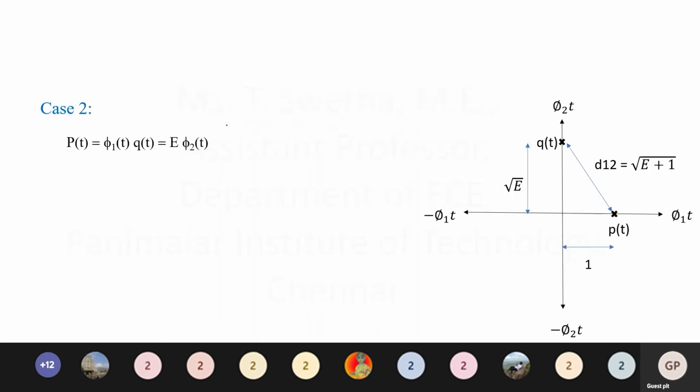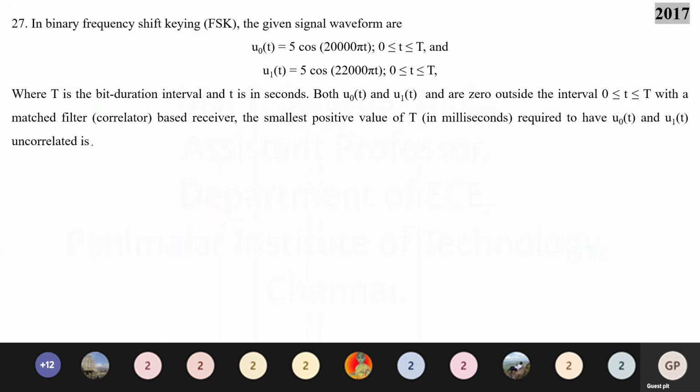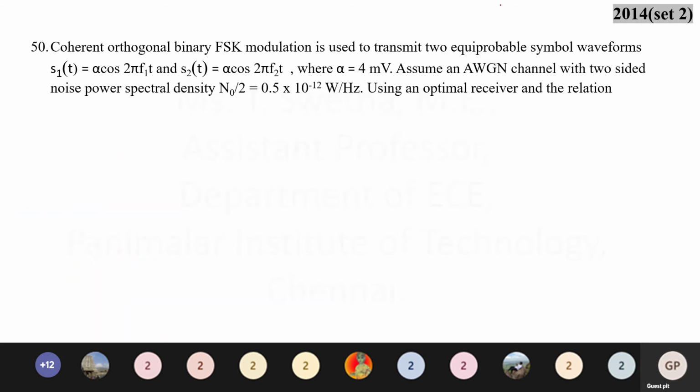In today's class we're going to see a new problem related to FSK. This problem also we have covered. Now we'll see 2014. There are actually 4 sets of question papers in the year 2014. Communication system related questions were asked in set 2, particularly digital modulation in this year.